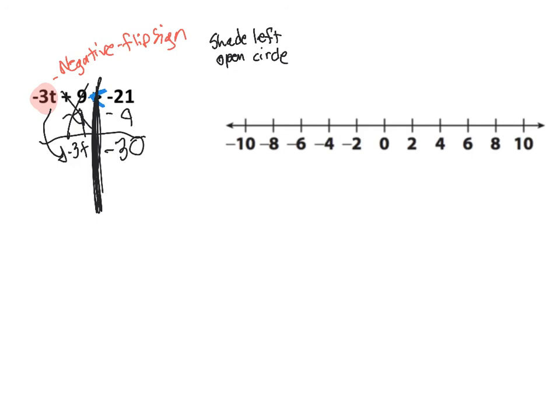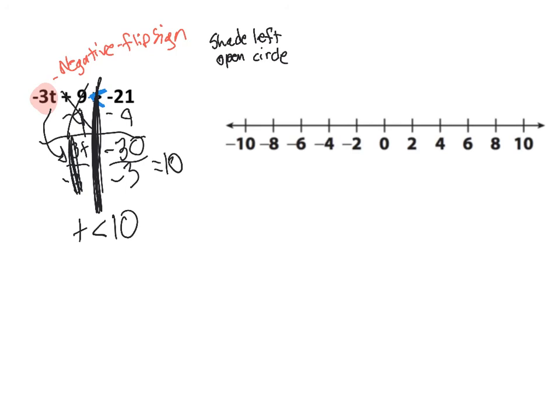From there, we're going to do the opposite of multiplication. So we're going to divide by a negative 3. You do have to remember to divide by the negative part of that number as well. So these cancel out, but what we do to one side, we have to do to the other. So we're going to divide by negative 3. Negative 30 divided by negative 3 equals a positive 10. So we get t is less than 10.